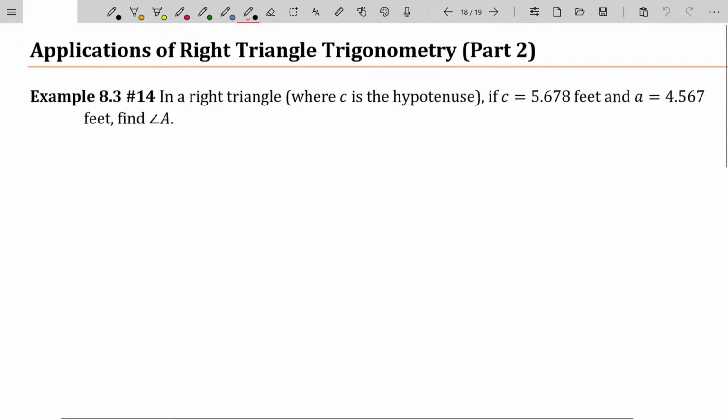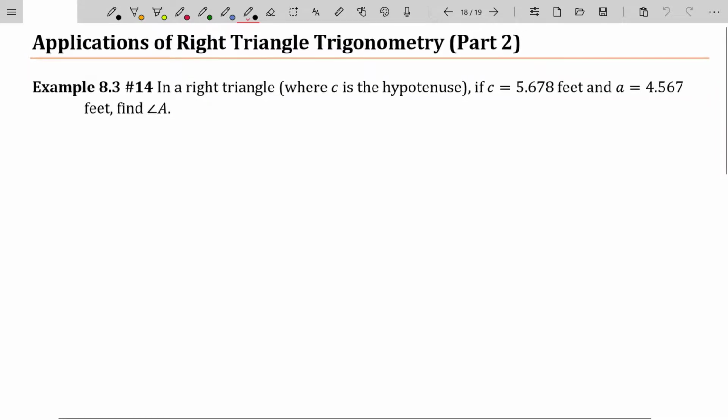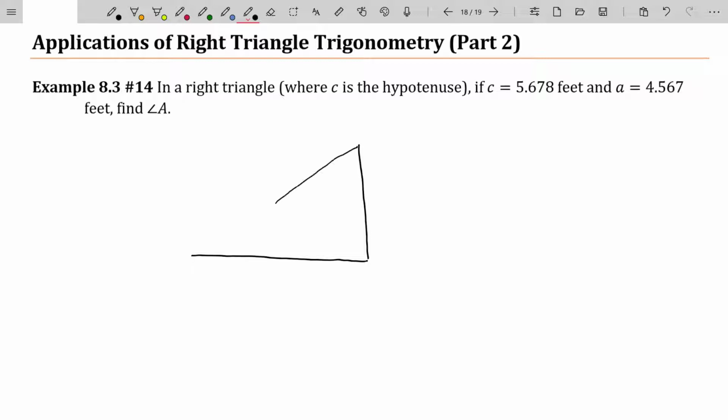All right, so in a right triangle where C is the hypotenuse, if C is of length 5.678 feet and A is of length 4.567 feet, find angle A. Well, obviously you'd like to draw a picture of this situation. So here's a right triangle. The side that's the hypotenuse, we're going to call C, that is 5.678 feet. We'll label this angle A and call this side A right here. This is 4.567 feet. And the question is asking, what is angle A?